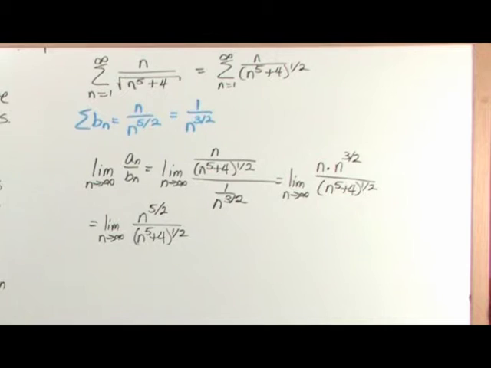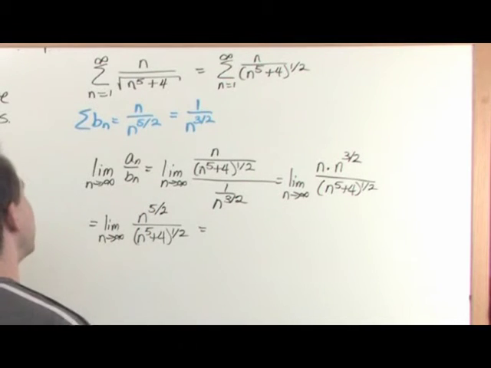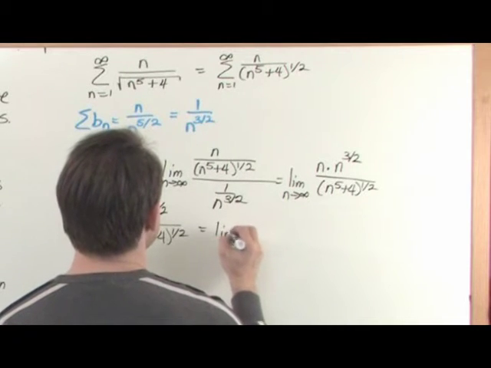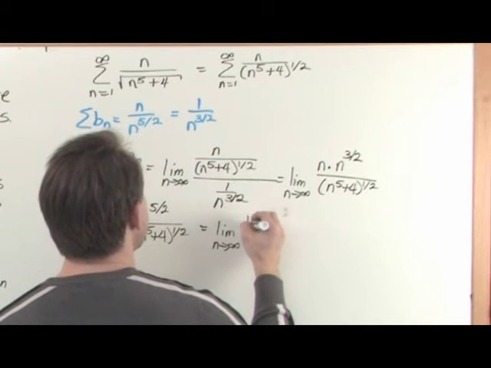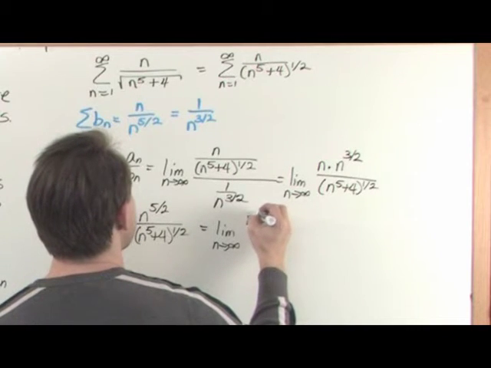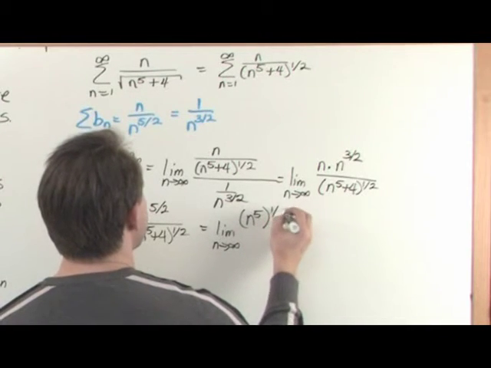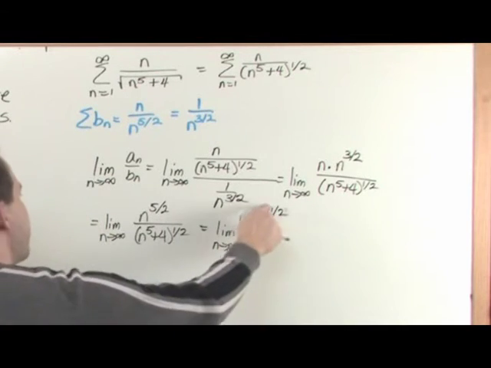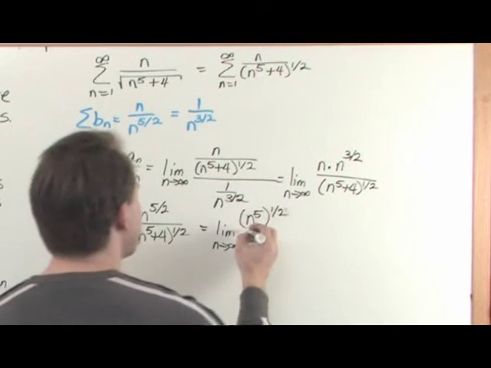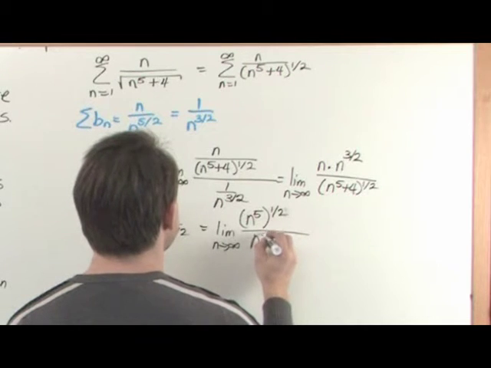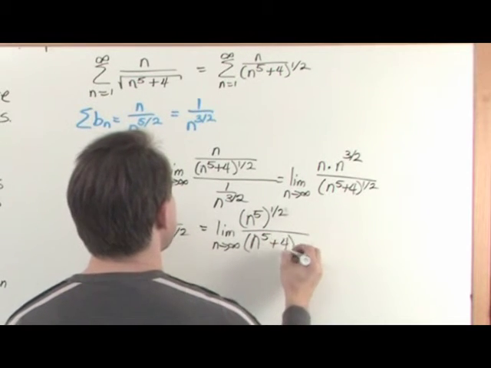Okay, and I want to see if I can figure out what this limit is equal to. Now notice I have n to the 5 halves on the top, and I have something with a radical on the bottom. So I'm going to keep beating this thing into shape so that I can do something clever here. I'm going to write the top as (n to the 5th power) raised to the 1/2 power, and notice when I multiply these together, I get exactly back what I think I should have. And on the bottom, I'm going to have (n to the 5th plus 4) to the 1/2.